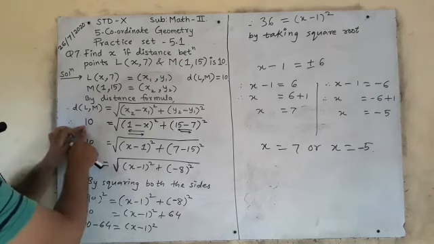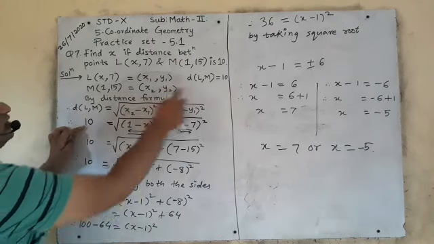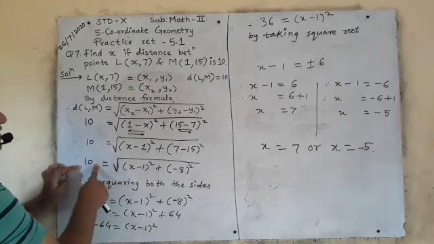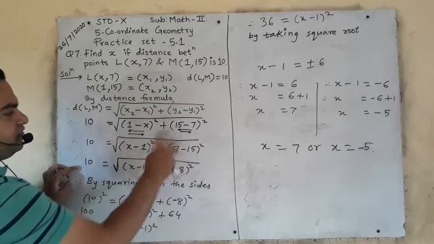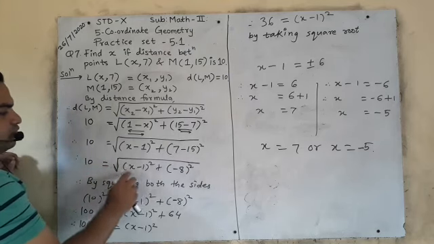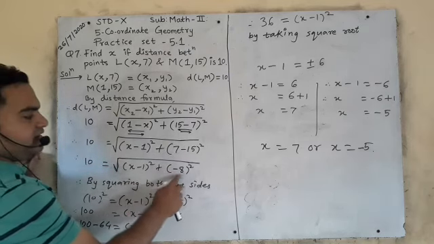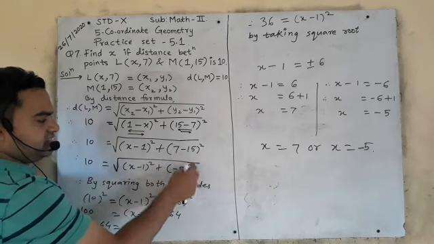This 10 came from where? Distance between point L and M is already given, 10. So this 10 will come as it is. x minus 1 square plus 7 minus 15. We had shuffled. Okay. So it will be square root of x minus 1 bracket square plus minus 8. This answer is minus 8 bracket square.